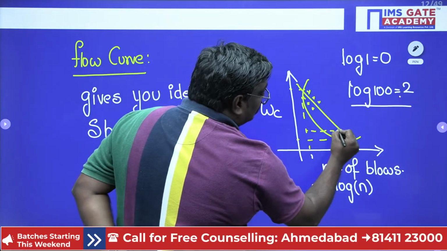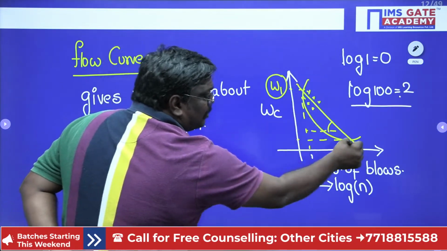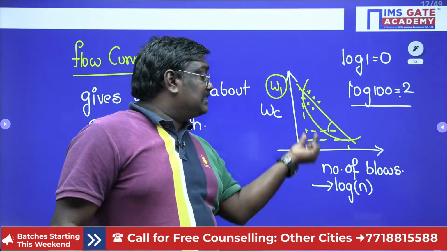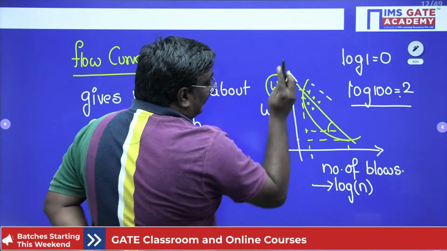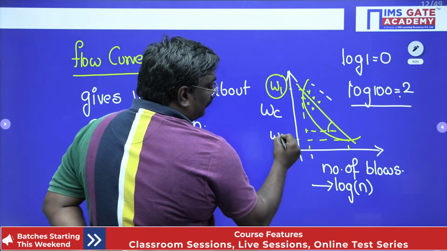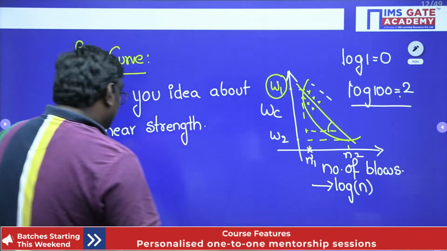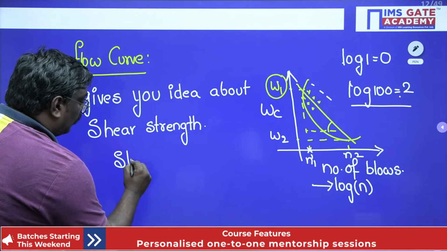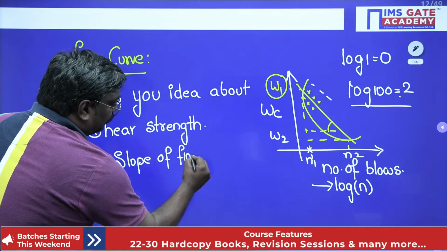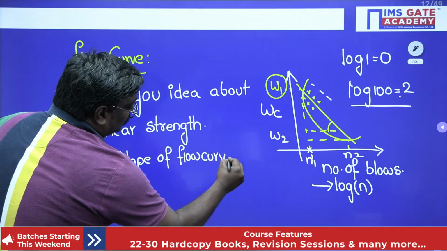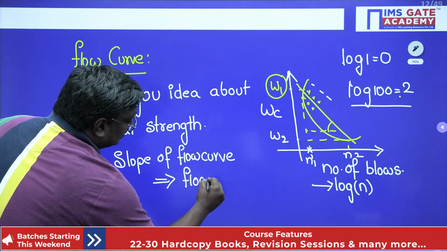Now see students, the slope of the flow curve. Suppose I have taken water content, it is a decreasing graph, because the higher the water content, the lesser the number of blows. The lesser the water content, the higher the number of blows. So it's a decreasing graph. So I take the higher value here as W1, W2, and here we take N1 and N2. Now remember my dear students, the slope of the flow curve is nothing but the flow index.